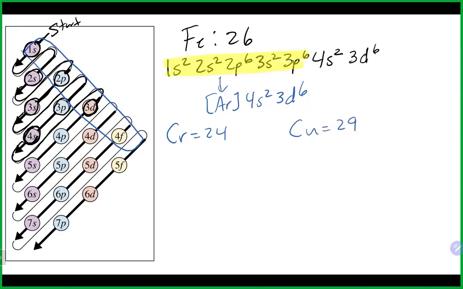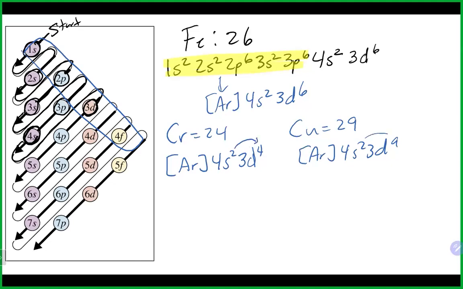If you follow this chart and do the shorthand, for chromium you end up with argon 4s2, 3d4, and for copper you would end up with argon 4s2, 3d9. It's been found experimentally that chromium and copper are actually a lot more stable with an extra electron in the d orbital and one less electron in the s orbital.